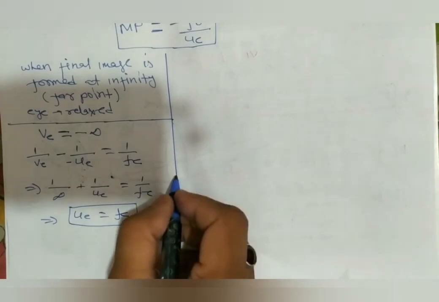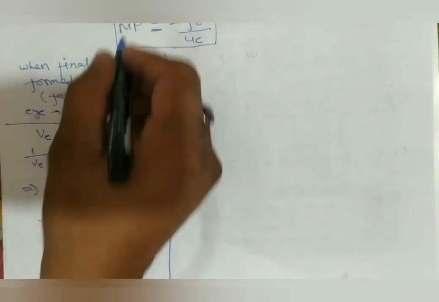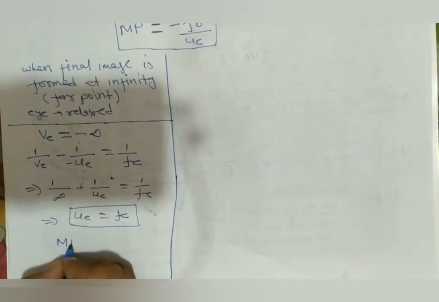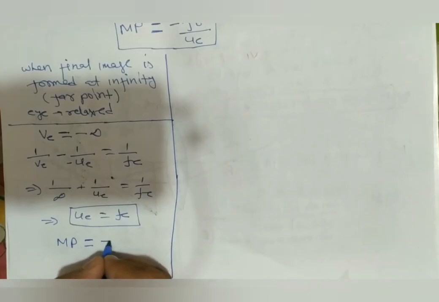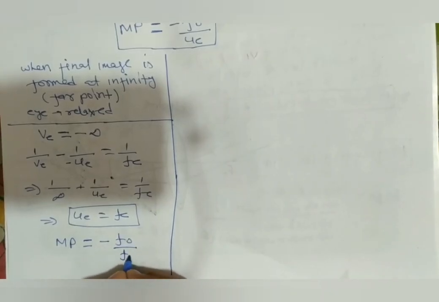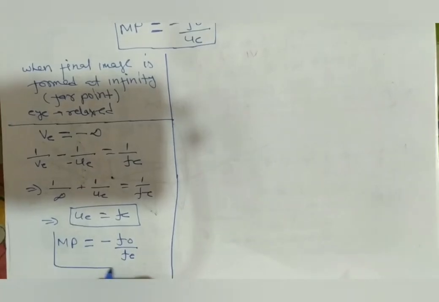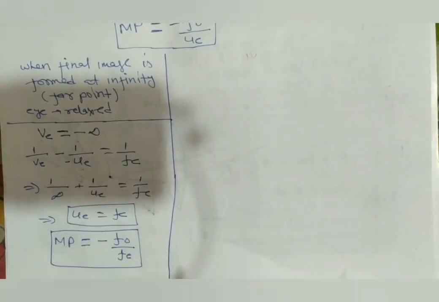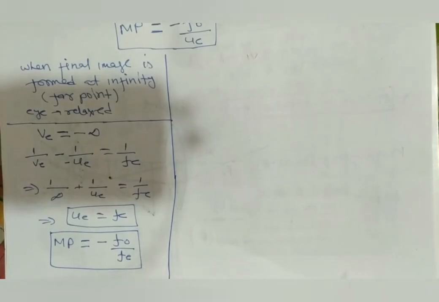And in this case, the magnifying power becomes minus f naught upon FE. This is the magnifying power for far point.